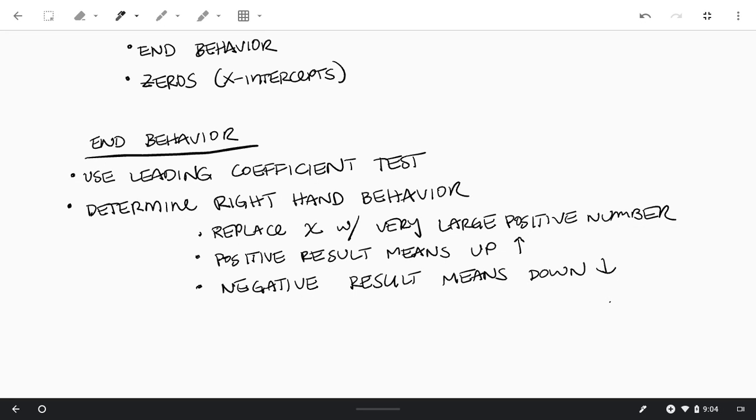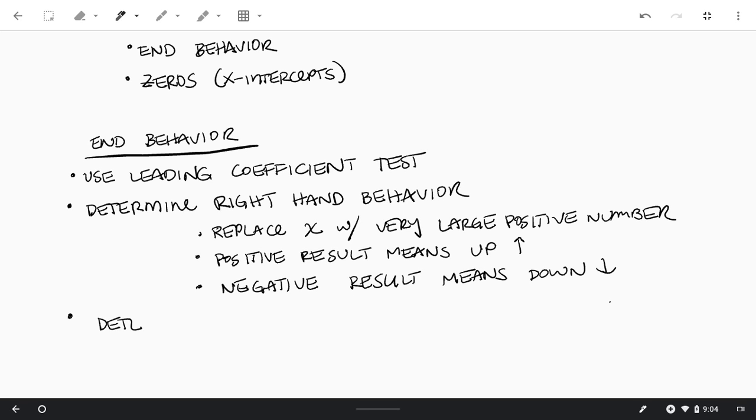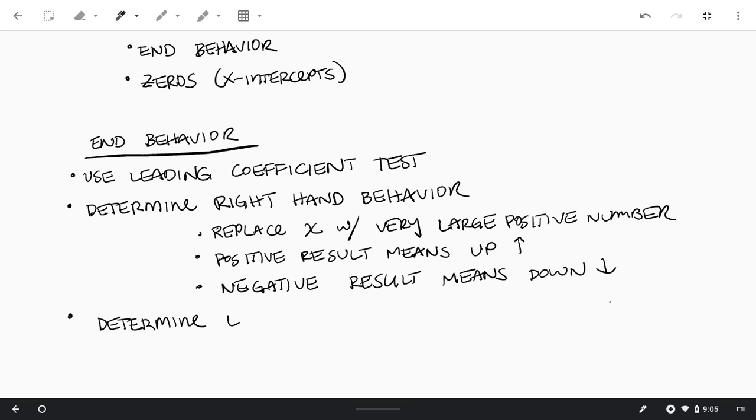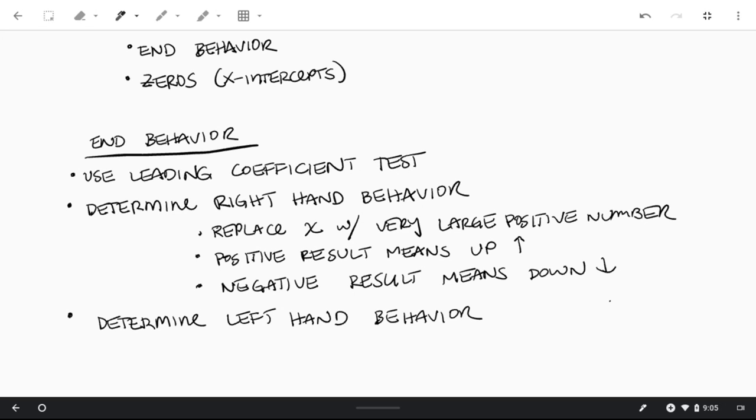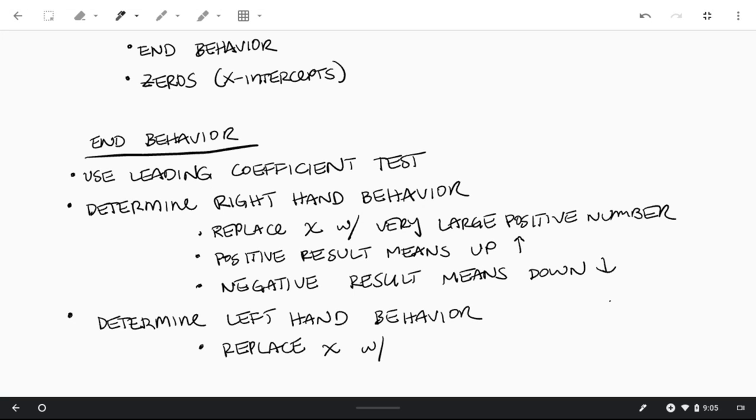And then you're also going to do the same thing and determine the left-hand behavior. What you do here is you replace the x with a very negative number.